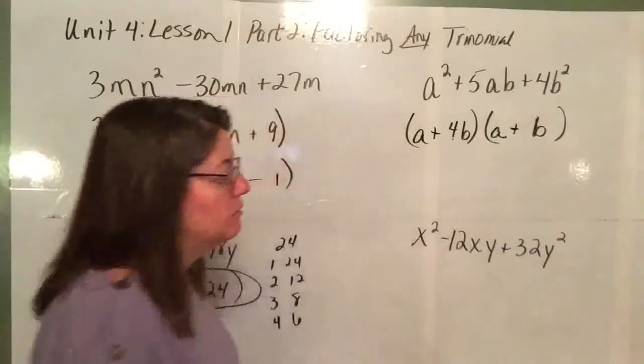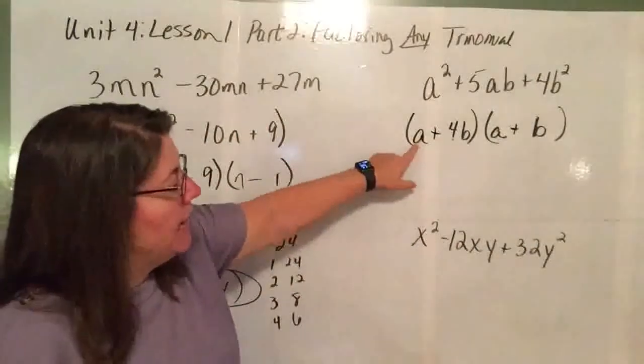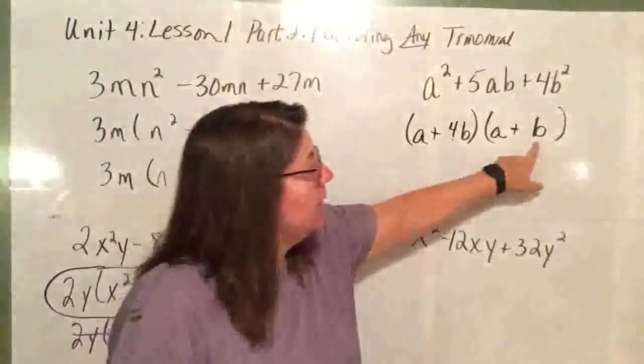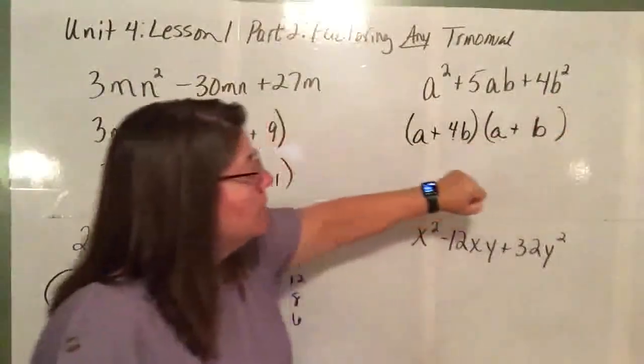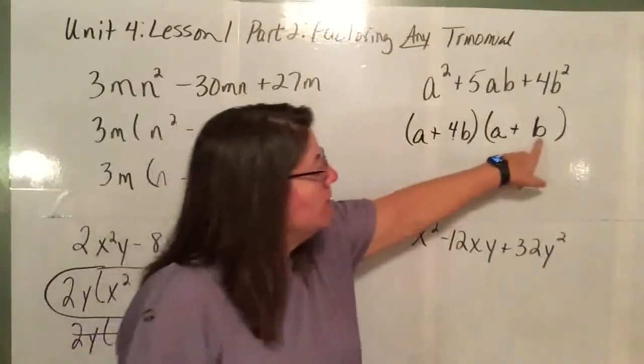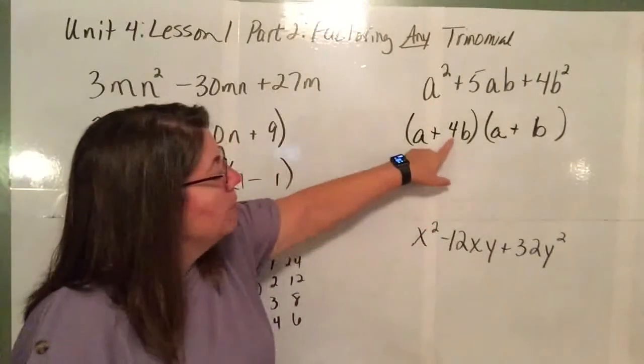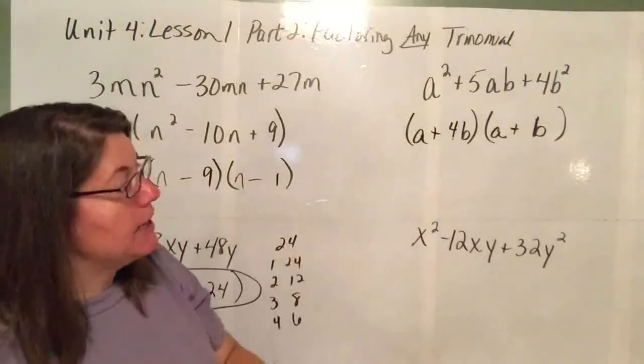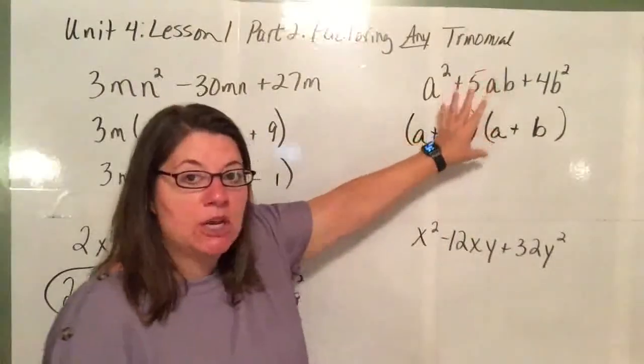Then if you FOIL, look at what you end up with. A times a is a squared. 4b times b is 4b squared. For our middle term, a times b is ab. 4b times a is 4ab. So ab plus 4ab is 5ab. So it does work out.